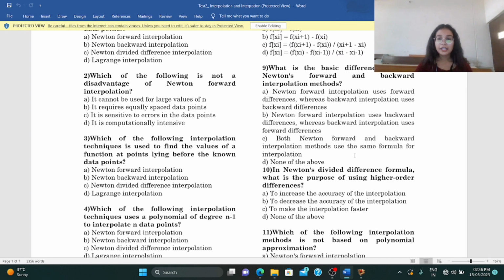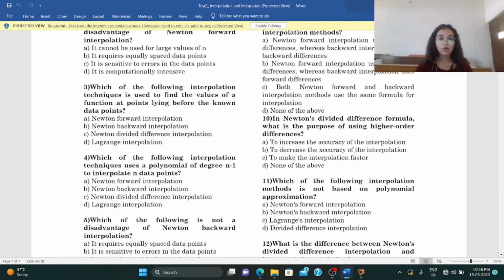Third, which of the following interpolation techniques is used to find the values of a function at points lying before the known data points? And the options are Newton forward interpolation, Newton backward interpolation, Newton divided difference interpolation, and D. Lagrange's interpolation. Now, the correct answer is Lagrange's interpolation.